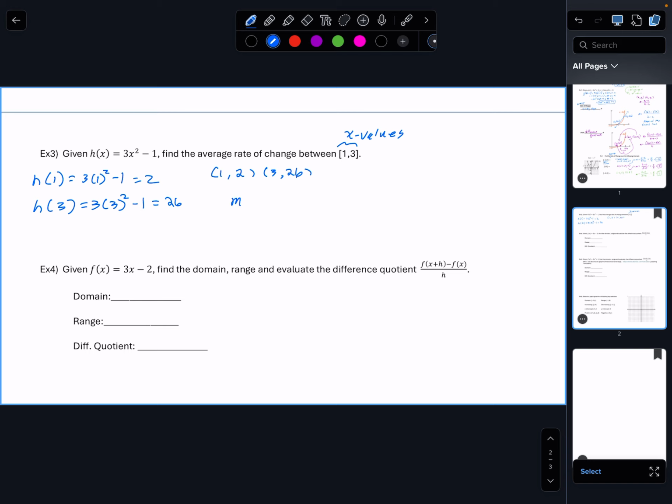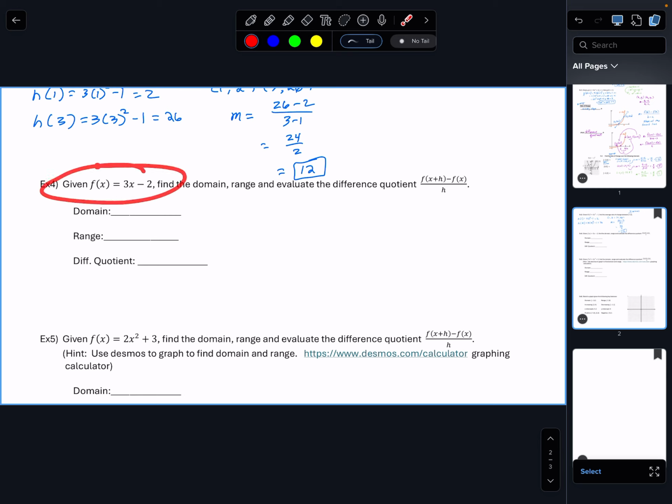So for the average rate of change, it is slope, change in y over change in x. And you get 12. Notice the equal sign as I move down. Box in your final answer. And then when we get to example 4, you're going to be evaluating the difference quotient that we were developing on the first page. But before that, find the domain and range of this function.